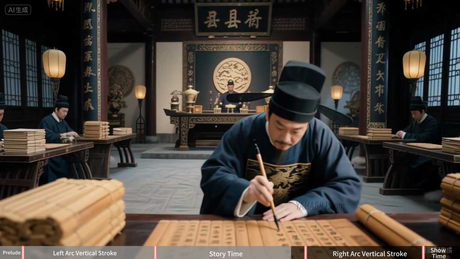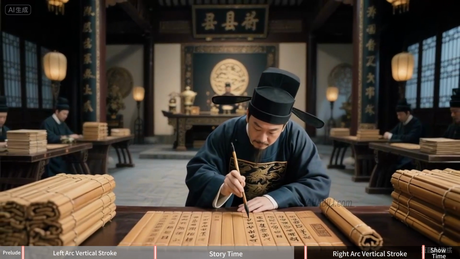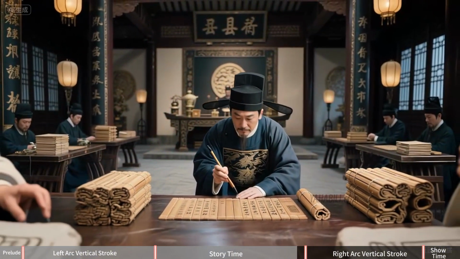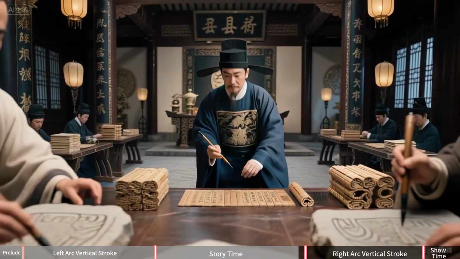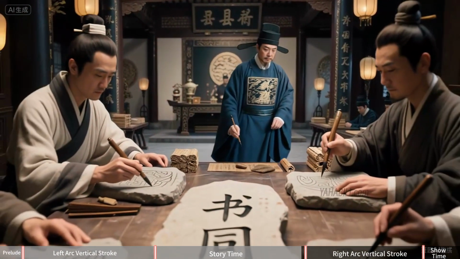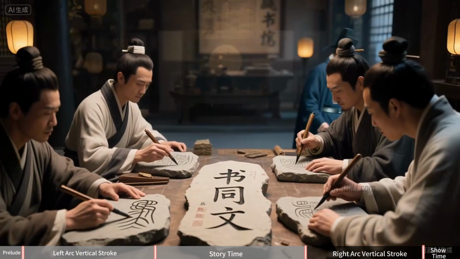From Qin schools to today's museums, the strokes hold civilization's continuity codes. True rules are not chains but bonds connecting all. This is the story of Li Si and Xiao Yuan, the civilization bridge carved in stone.